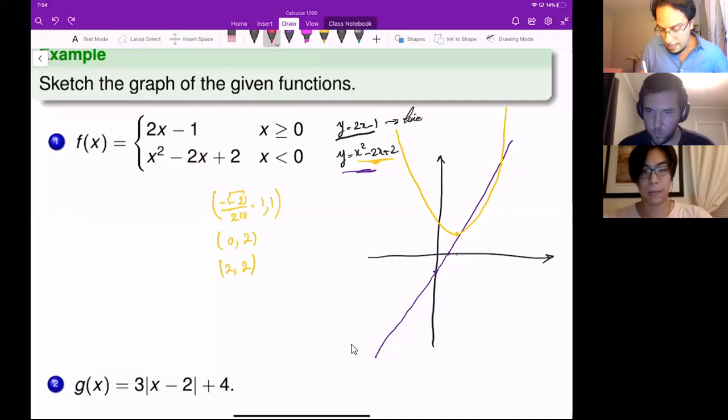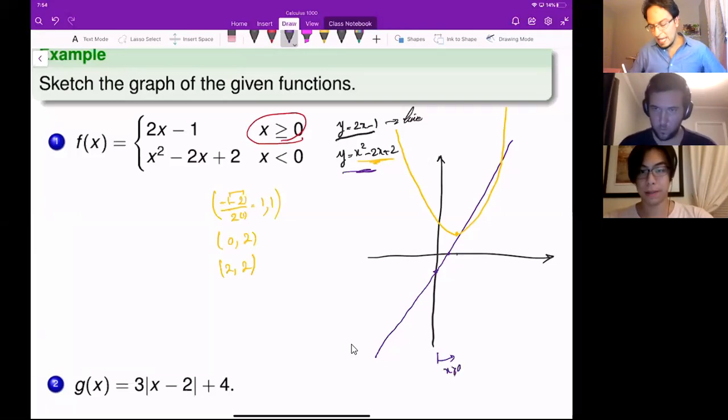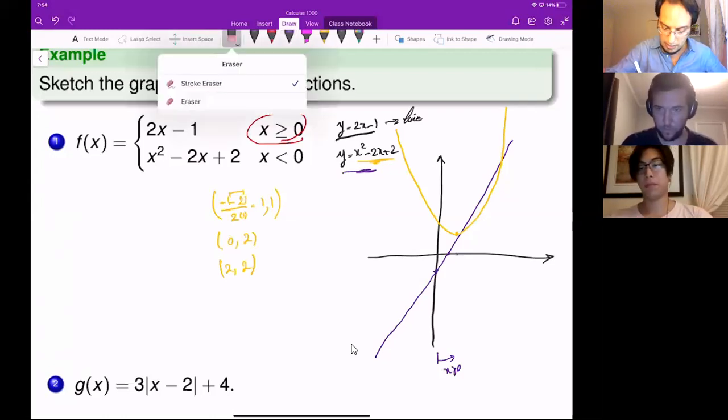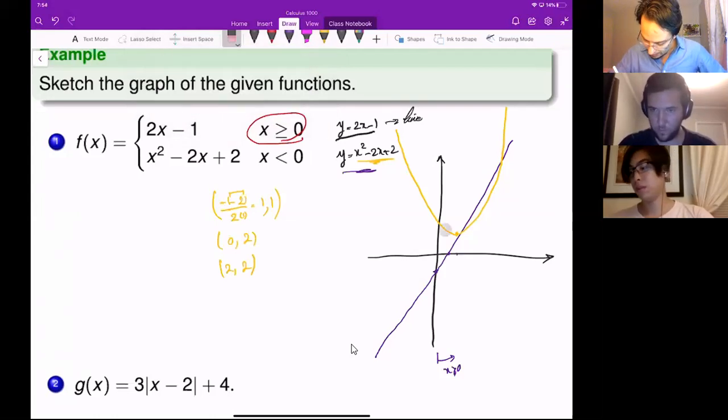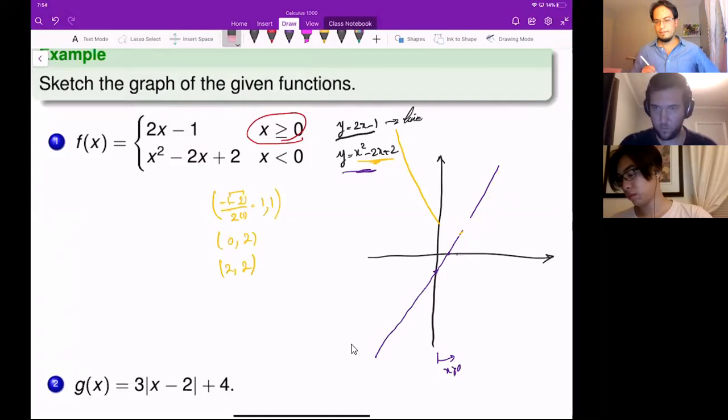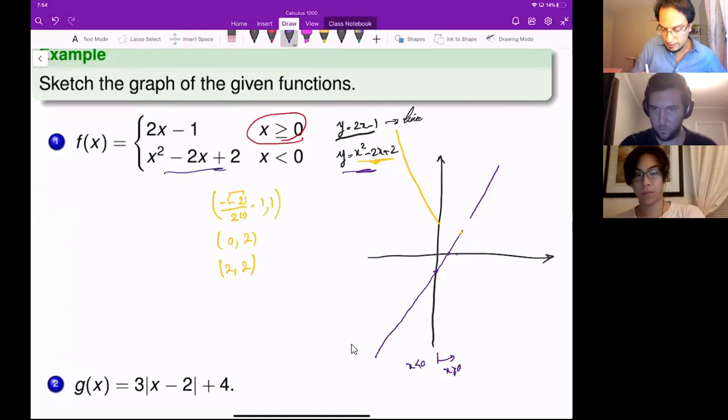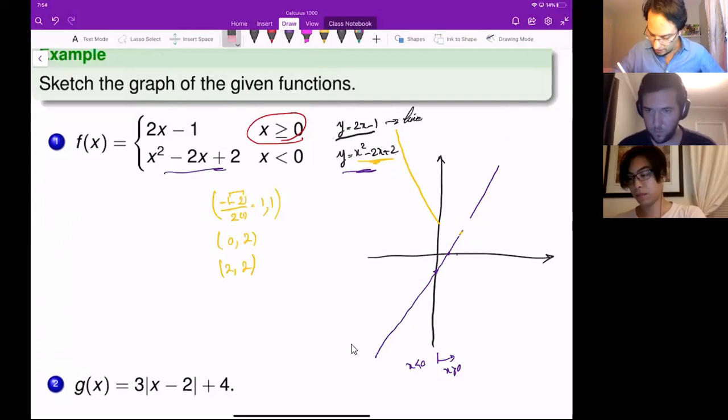But here, we are looking for x bigger than or equal to 0. X bigger than or equal to 0 is here. So for that part, we have to get rid of the parabola. So this means that I can raise this guy and raise it. Okay, like that. And for x's less than 0, I have just the parabola, I don't have the line. So I need to get rid of the extra piece of the line there.